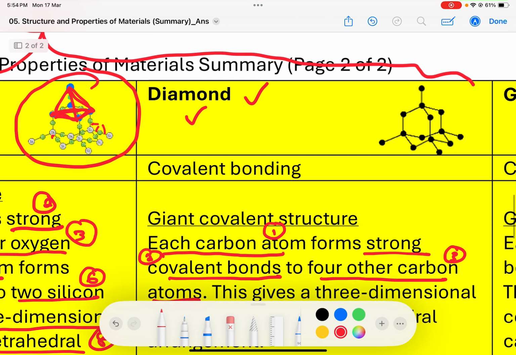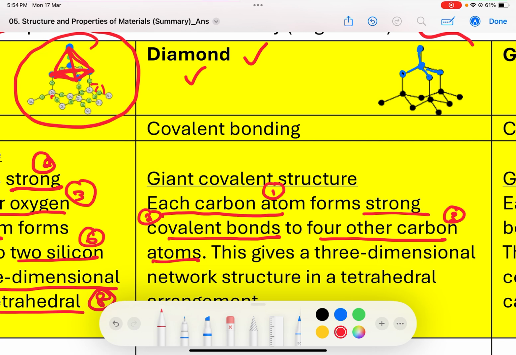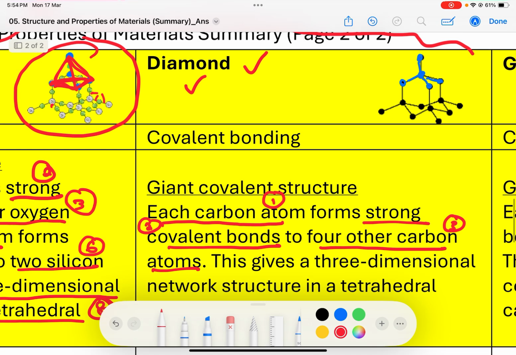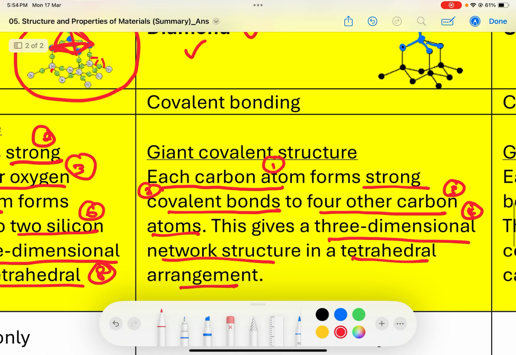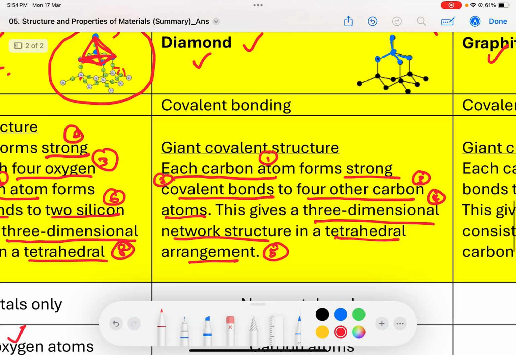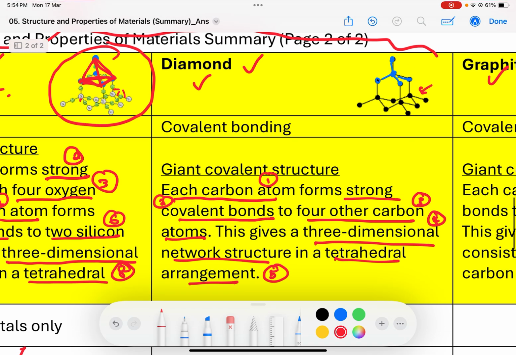So as you can see here, each carbon atom forms strong covalent bonds to 4 other atoms. Okay, and this carries on, right? This whole thing here, you can see the whole network spreads out. So this gives a 3-dimensional network structure in a tetrahedral arrangement. When they use the word network structure, it tells you that it's just 3D and it just spreads throughout. Okay, it's like an extensive structure. So this is how you describe your diamond giant covalent structure, and this is the visualization of it.